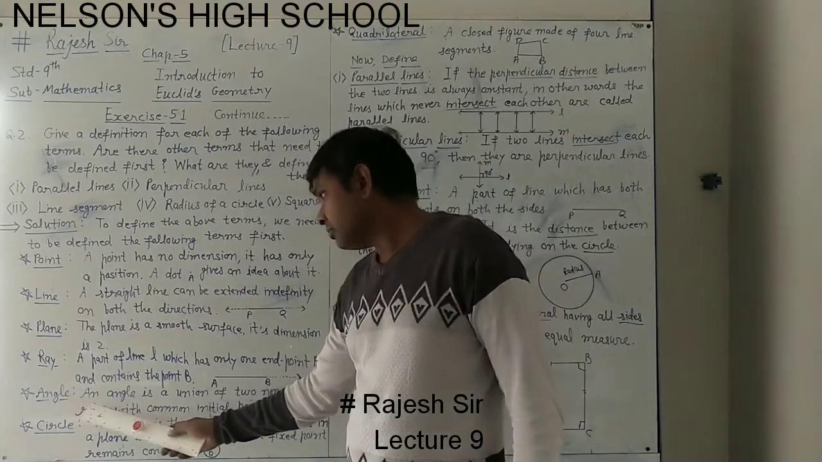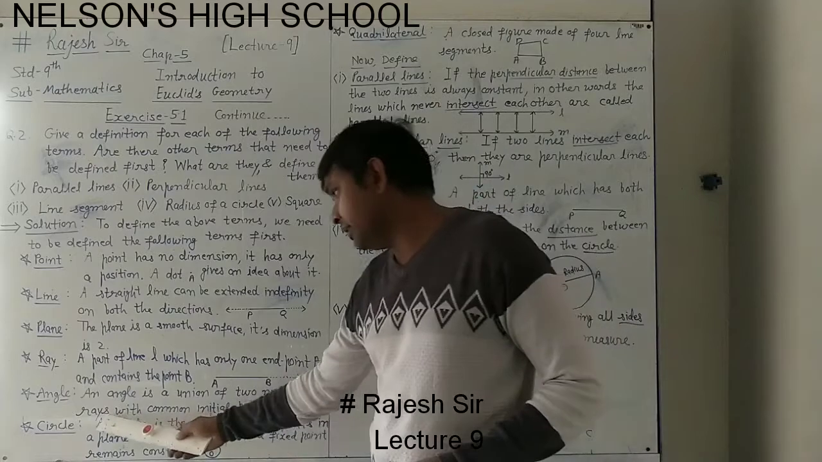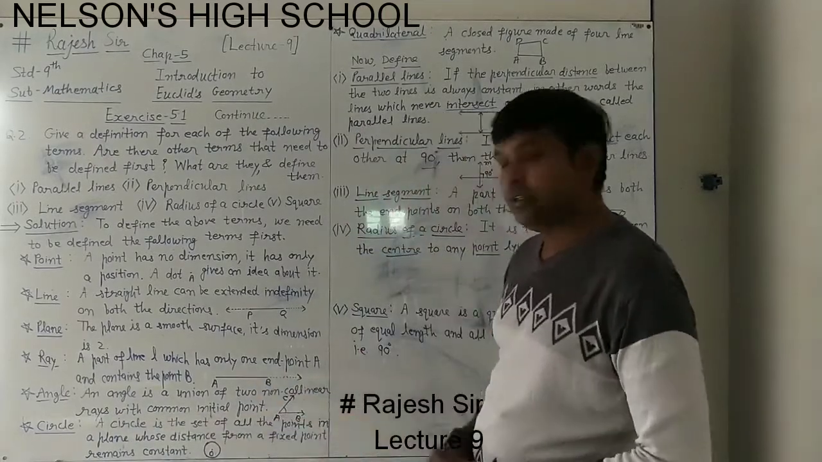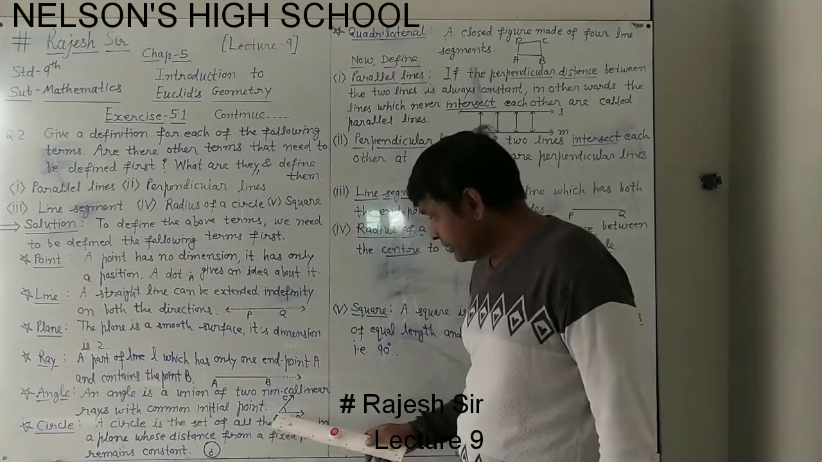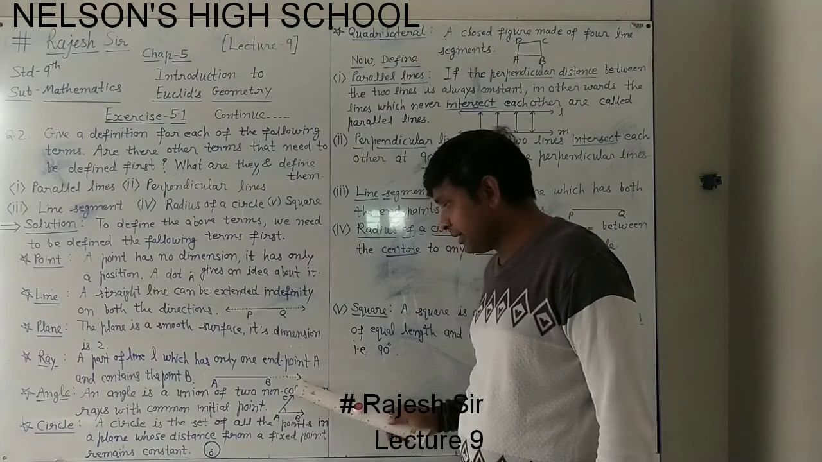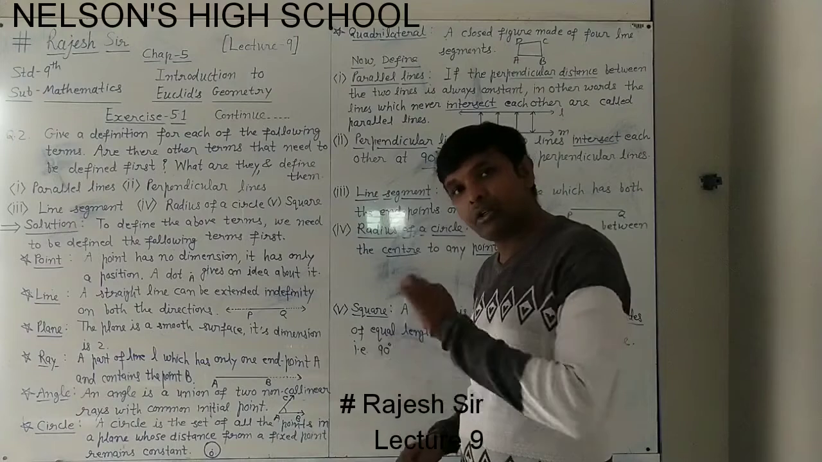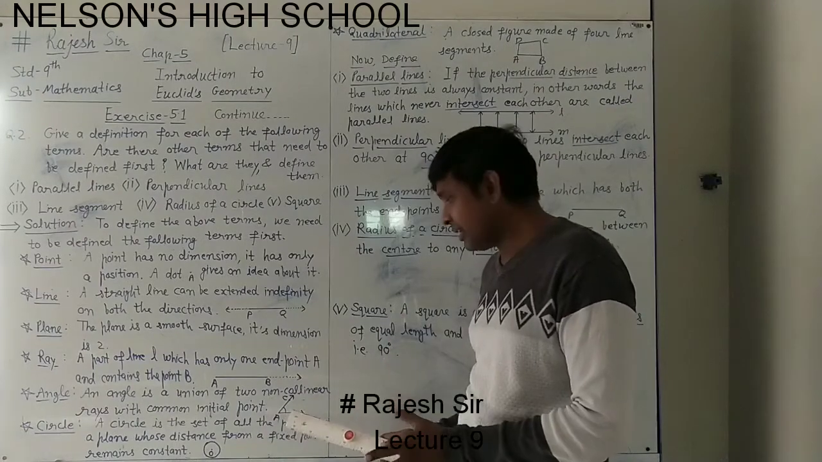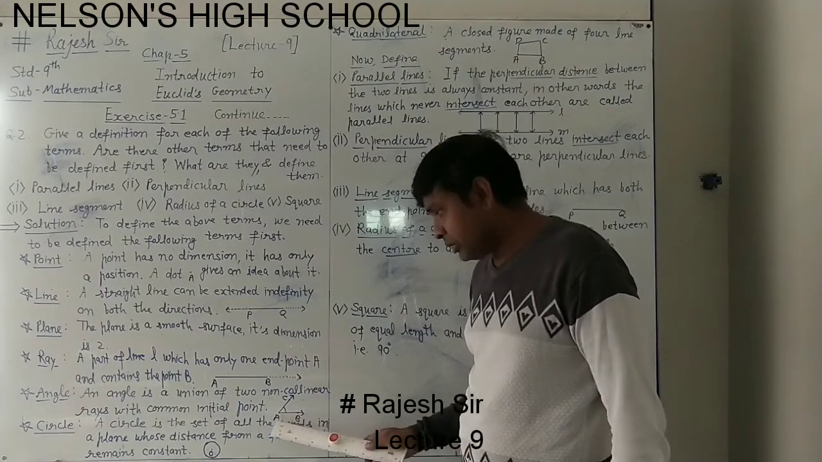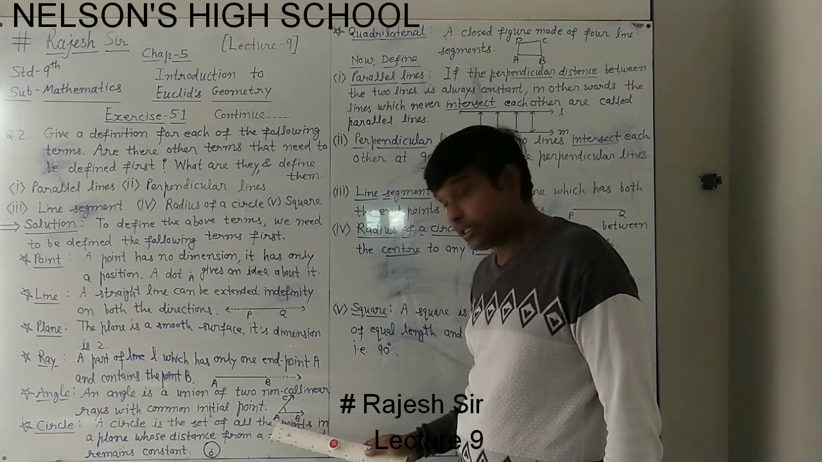Next, angle. An angle is a union of two non-collinear rays with a common initial point. So two rays we have shown here, one is ray AB and the other one is ray AC. These two rays are non-collinear because they are not on one line. They have a common initial point A.